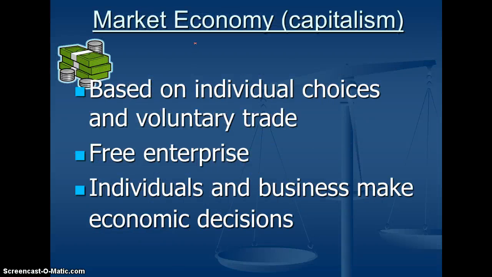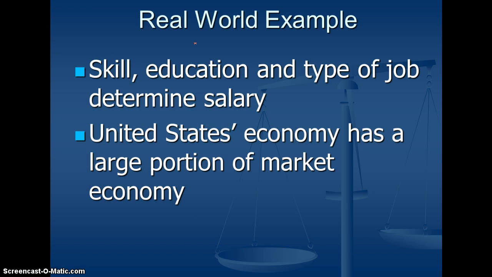A market economy is based on individual choice and voluntary trade. Your ability to trade with a country voluntarily. Free enterprise. Individuals, you can choose to buy or do business with somebody or another country, and you have that ability, or you can not do business with that country or that other business. That's a free market economy. A real world example is The United States has a large portion of a market economy. We choose to do business with those countries. We trade for what we need.